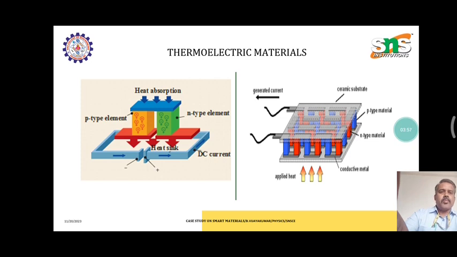The third category is thermoelectric materials. Thermoelectric materials use p-type and n-type elements with a heat sink, as shown in this diagram. When electricity is given, a temperature difference is produced from it. An example is thermocouples.